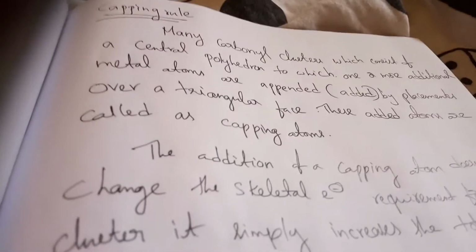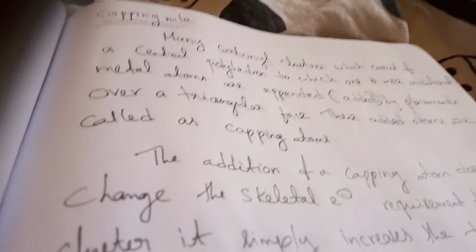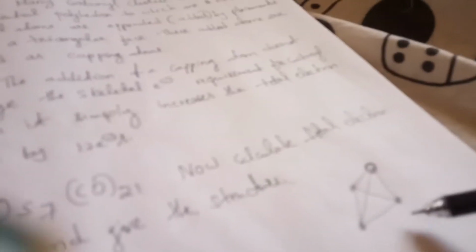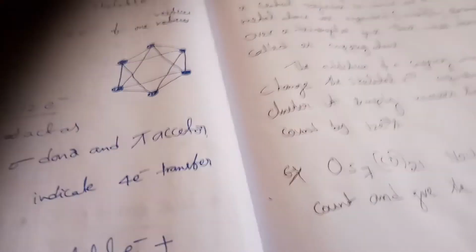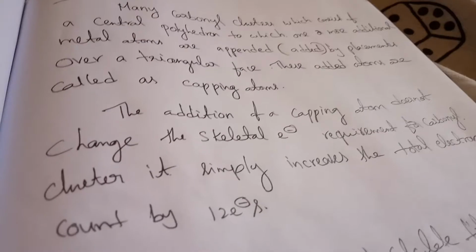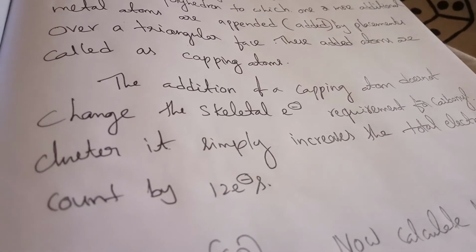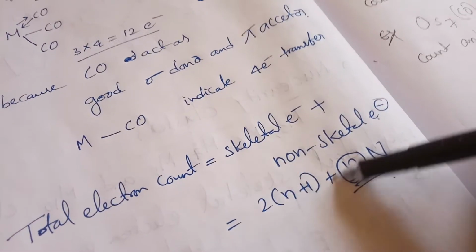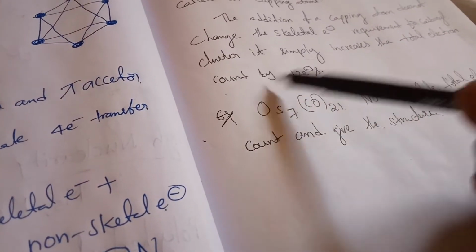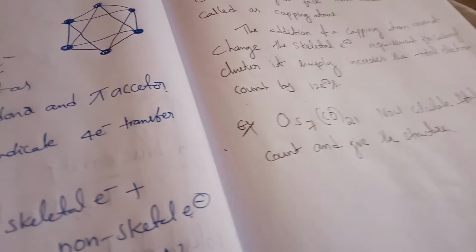The capping rule explains many carbonyl clusters which consist of a central polyhedron to which one or more additional metal atoms are appended, meaning added, over a triangular face. These additional atoms are called capping atoms. These capping atoms do not change the skeletal electrons, which is 2n plus 1. It simply requires increasing the total number by 12 electrons. How can we get these 12 electrons?